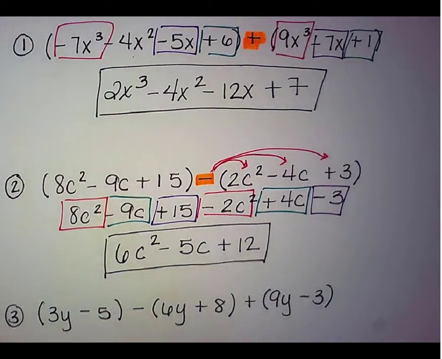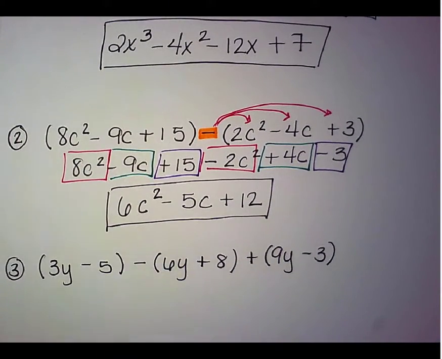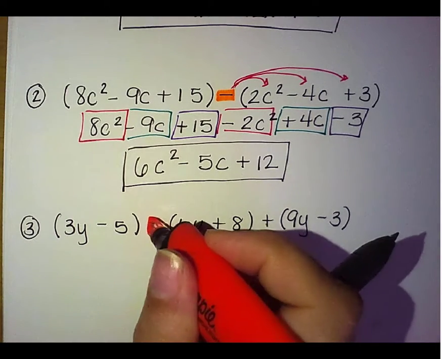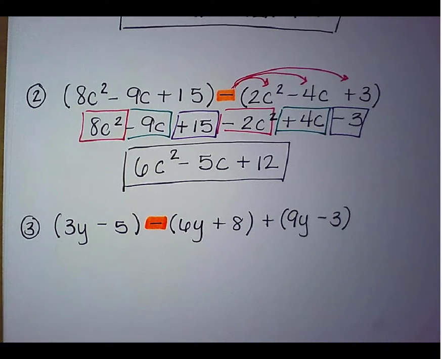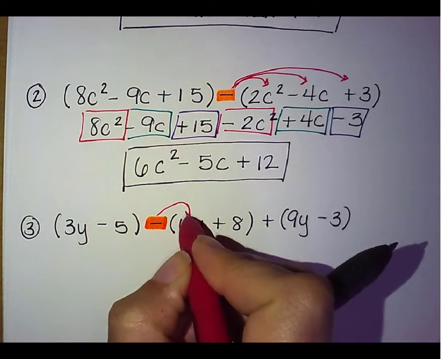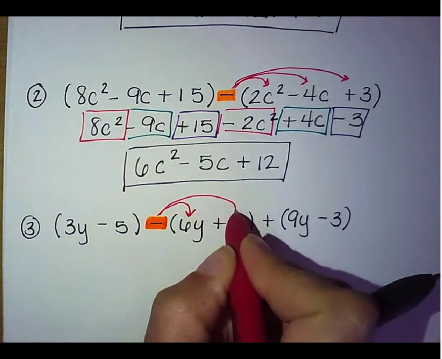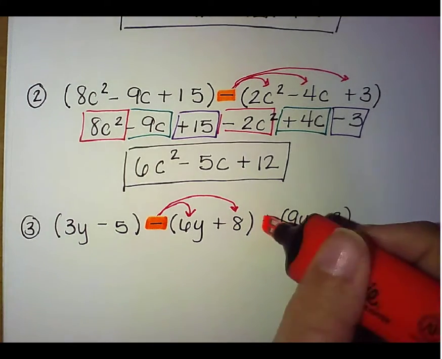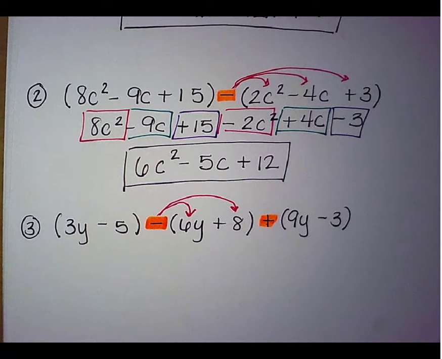Okay. Now on this last one, because it is both addition and subtraction, I need you to pay real close attention. So because that is a subtraction, then that negative needs to be distributed and only distributed to that 6y and the positive 8. And then on the second one, because it's addition right here, all we need to do is just drop that 9y and negative 3 straight down.